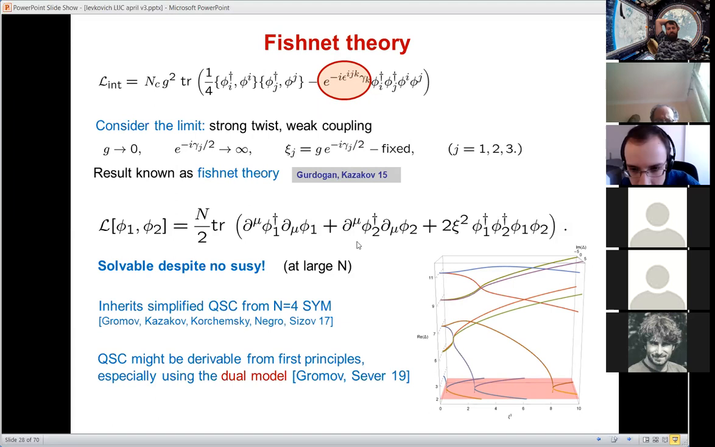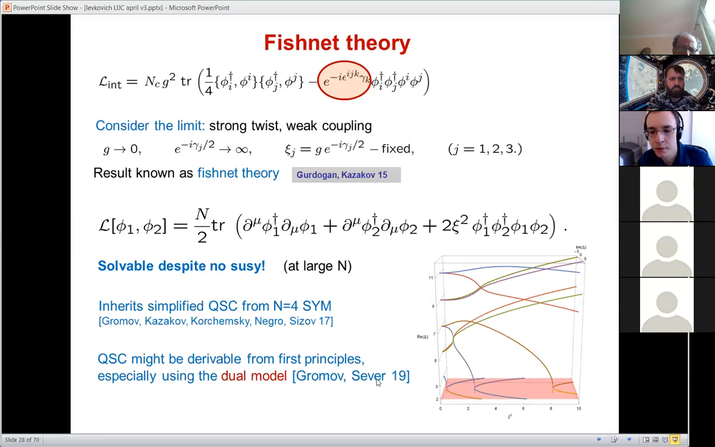The idea is that it reveals a lot of new structures, a lot of structures that are very obscured in N=4 super Yang-Mills, but hopefully should be clear in this model. So it inherits a quantum spectral curve in a simplified way. This limit can be implemented, and the quantum spectral curve becomes a simpler set of difference equations, which very efficiently give the whole spectrum of this model. And what's also important is that this may shed light on how to derive the quantum spectral curve from gauge theory, because here one can actually derive at least a part of it from first principles, in particular using the dual string-like model that is also known for this theory from last year.